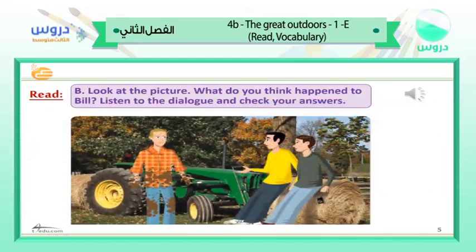Okay. Now, look at the picture. What do you think happened to Bill? Then we are going to listen to the dialogue and we are going to check our answers. Look at Bill. Here's Bill. Here he has mud all over his clothes and his hands. So what do you think happened to him?